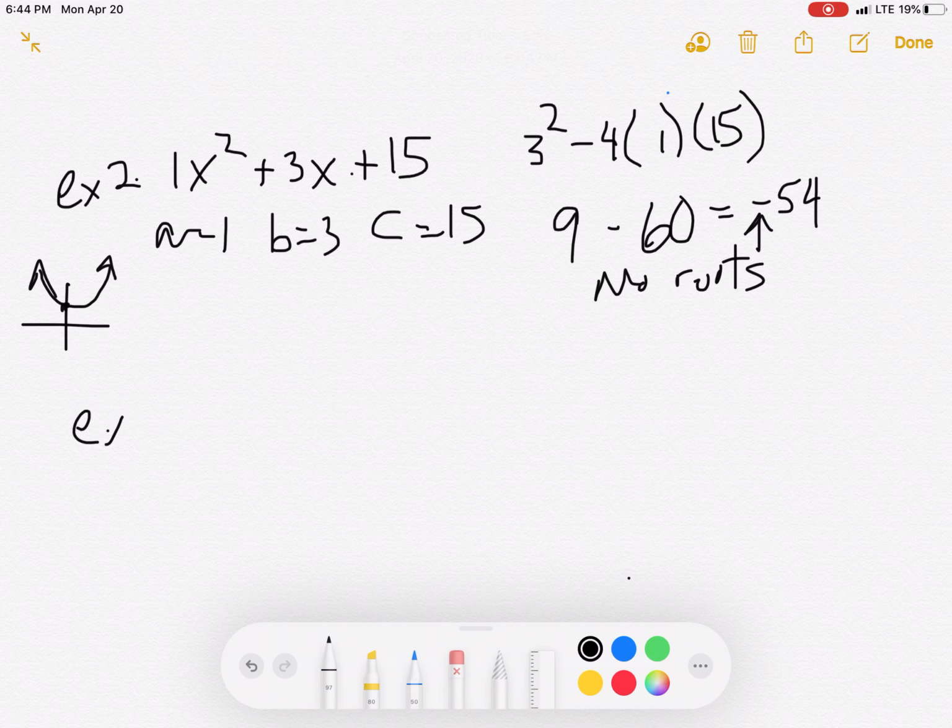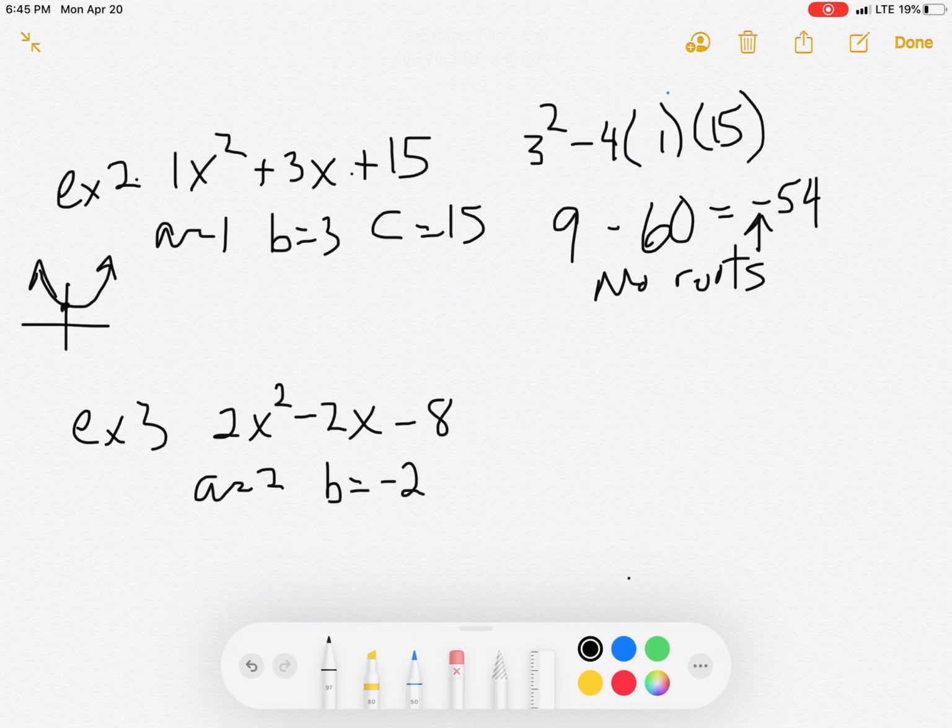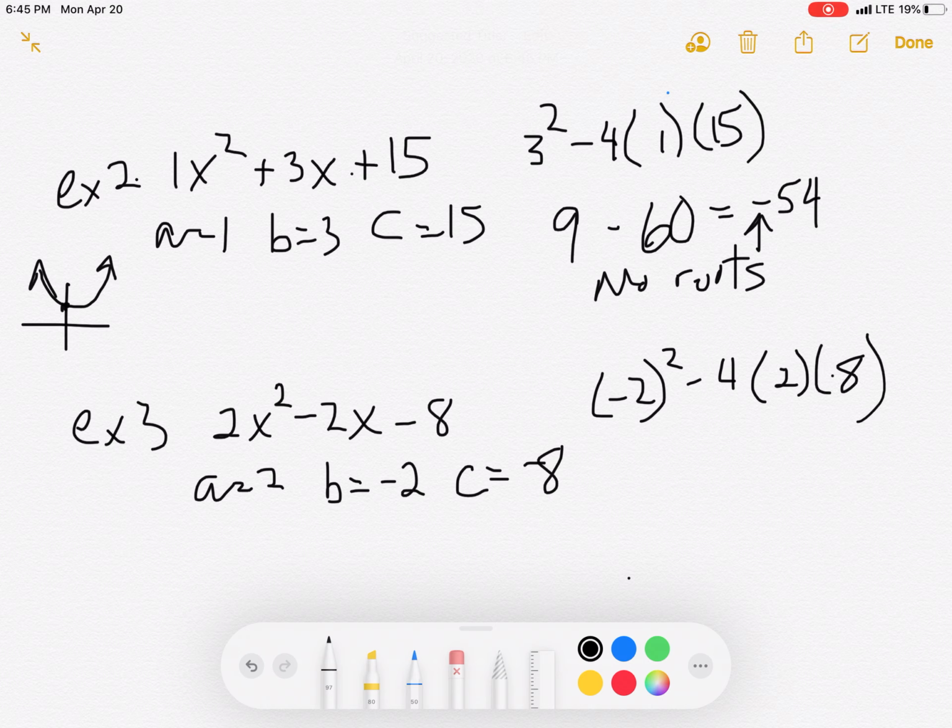Let's try one more. So let's give a different number. Let's try 2x squared minus 2x minus 8. So a is now 2, b is negative 2, and c is negative 8. So we have negative 2 squared, which remember you need to be careful about because that's going to be a positive number. Anything squared is positive, minus 4 times 2 times negative 8.